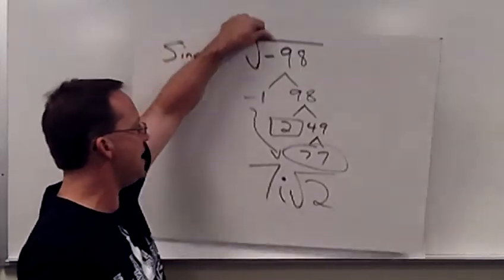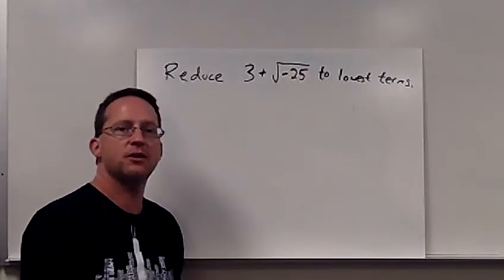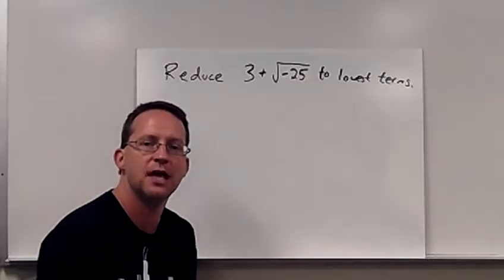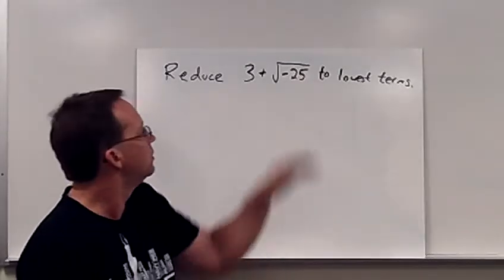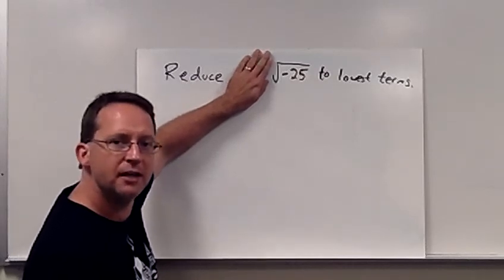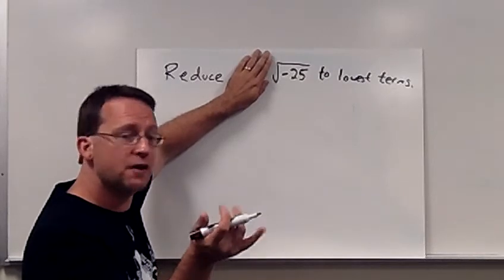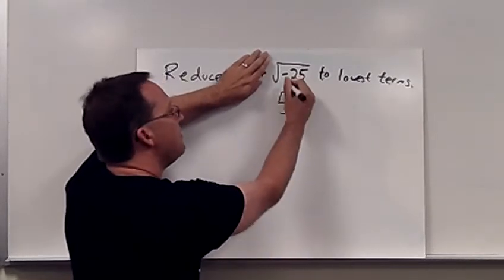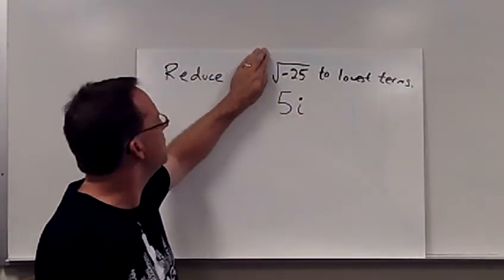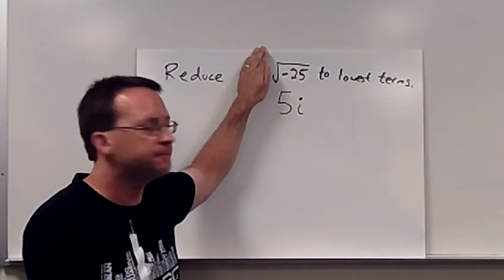Last thing I want to show you today, and this is sort of a preview of tomorrow, is how we would handle something like this. 3 plus the square root of negative 25. How would we reduce that to lowest terms? Well, if I ignore the 3 plus for a second, and just think about the square root of negative 25, based on what we've learned today, I know the square root of 25 is just 5. And then since I'm taking the square root of a negative, I got an imaginary number. So if I just said reduce the square root of negative 25 to lowest terms, you just say 5i.